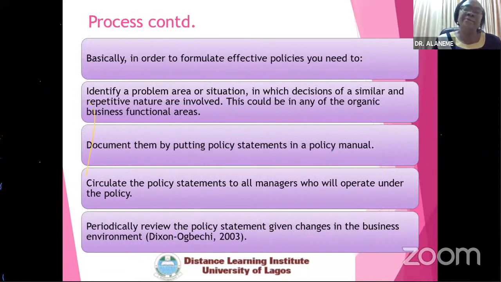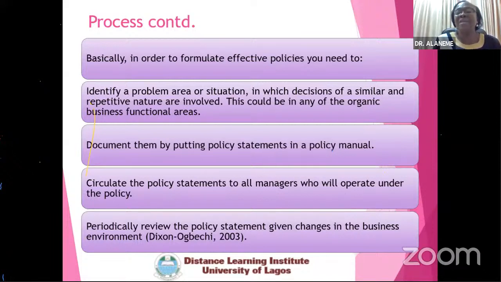So basically, for us to formulate an effective policy, we need to, one, identify a problem area or situation. What is the problem? In what area are we encountering that problem? If you don't identify a problem, then there will not be any need for you to have a policy. Identify the problem area and the situation.